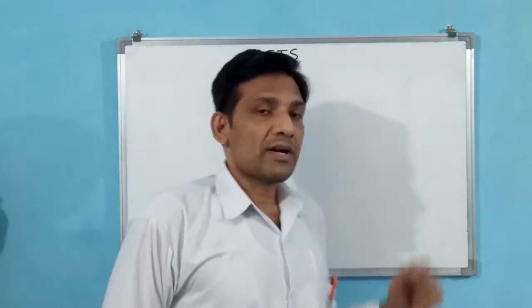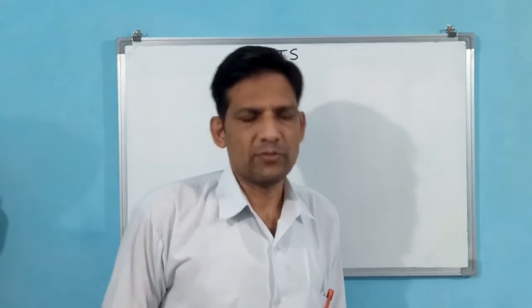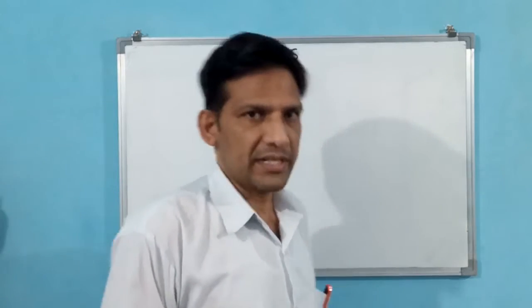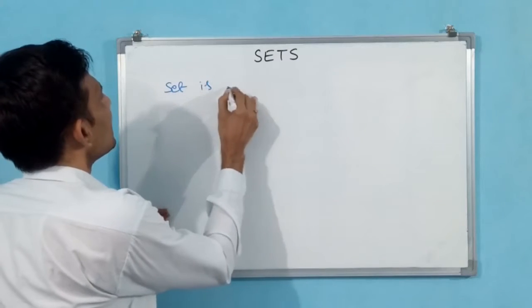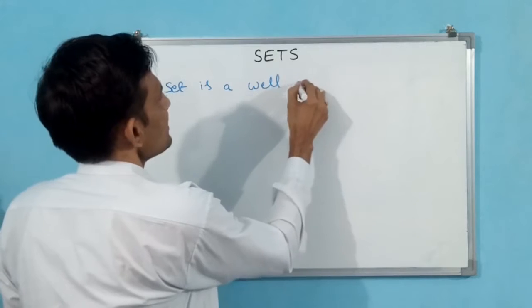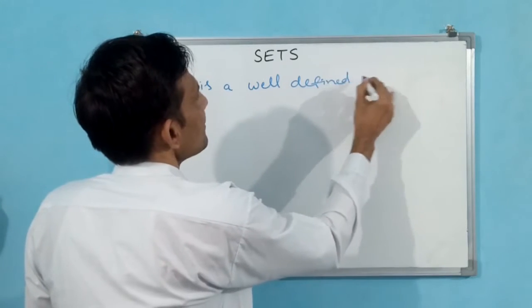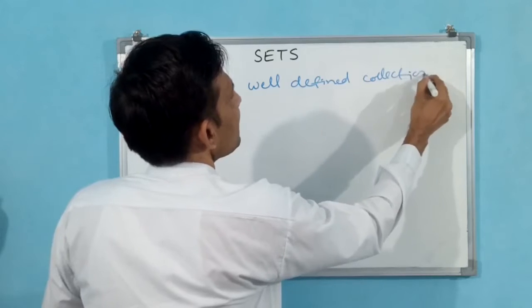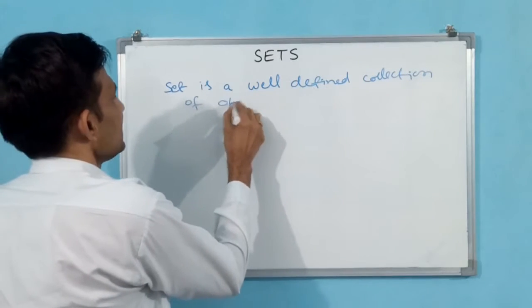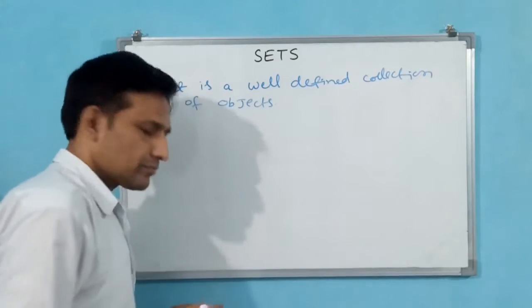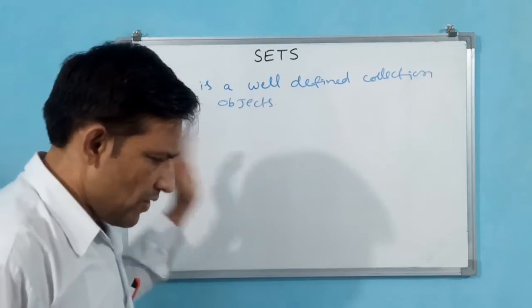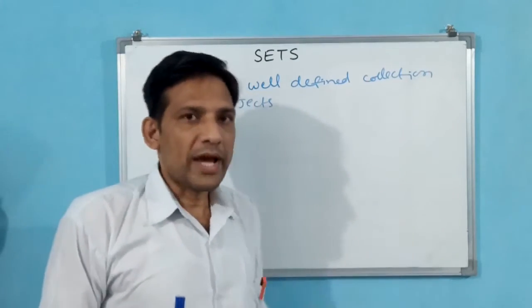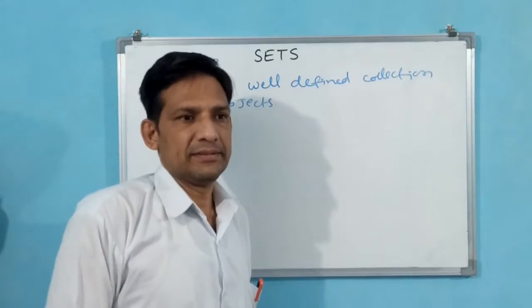First of all, what is a set? We have to understand what a set is. What is the clear definition given by the NCERT book? Set is a well-defined collection of objects. See, set is a well-defined collection of objects. Those objects should be well-defined.